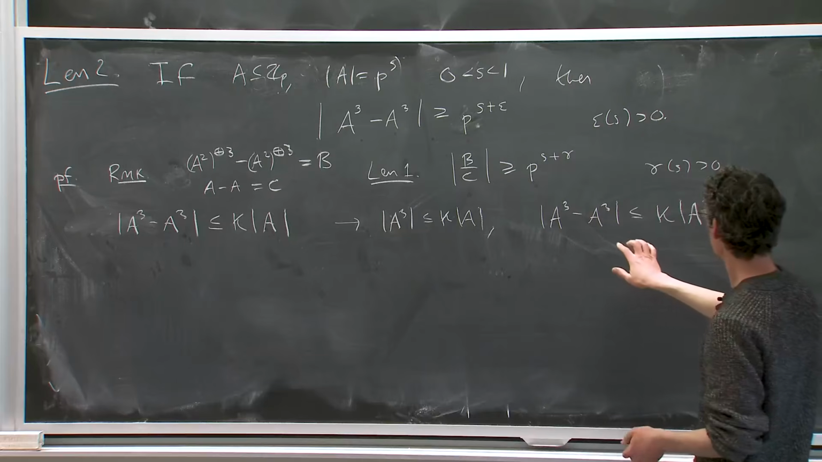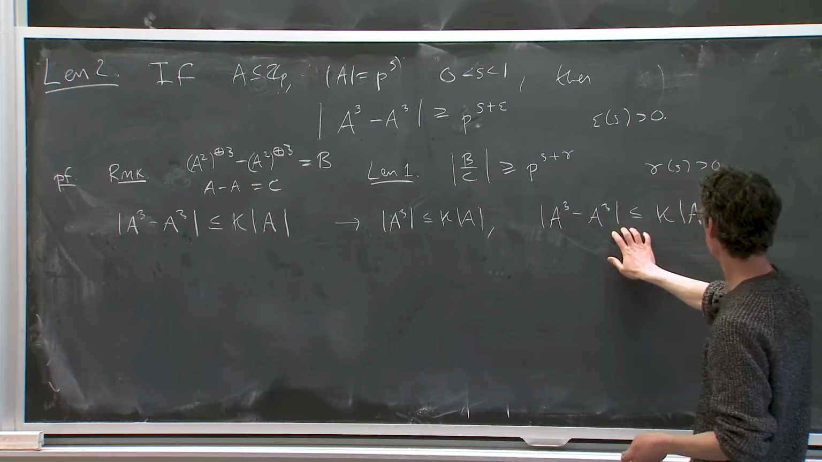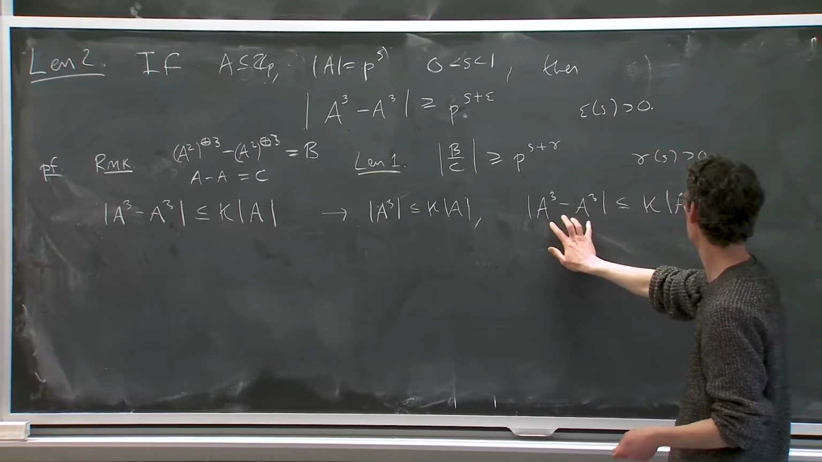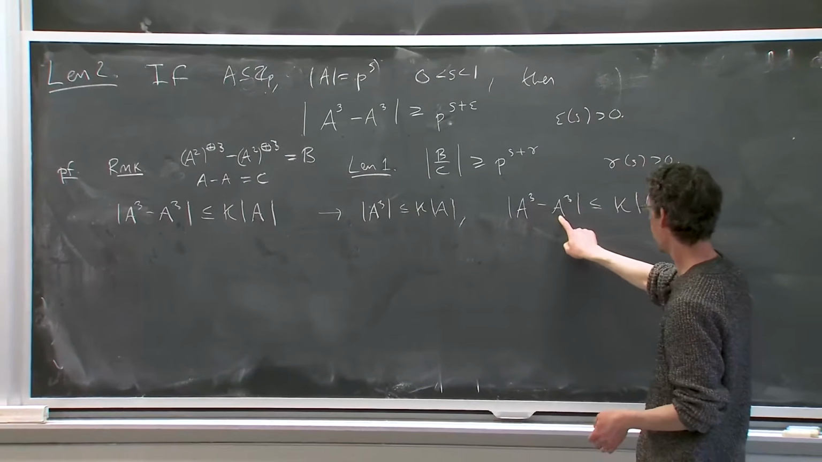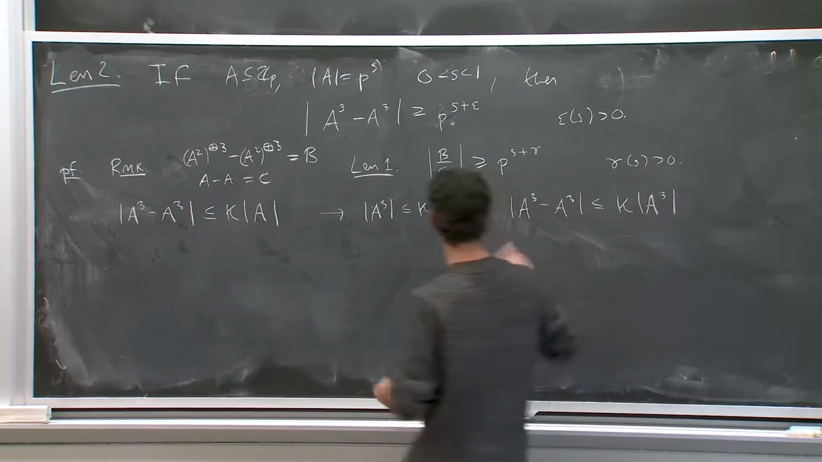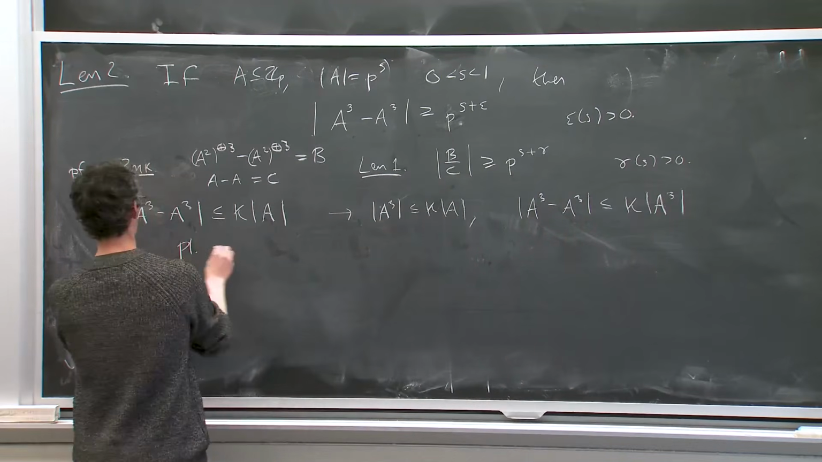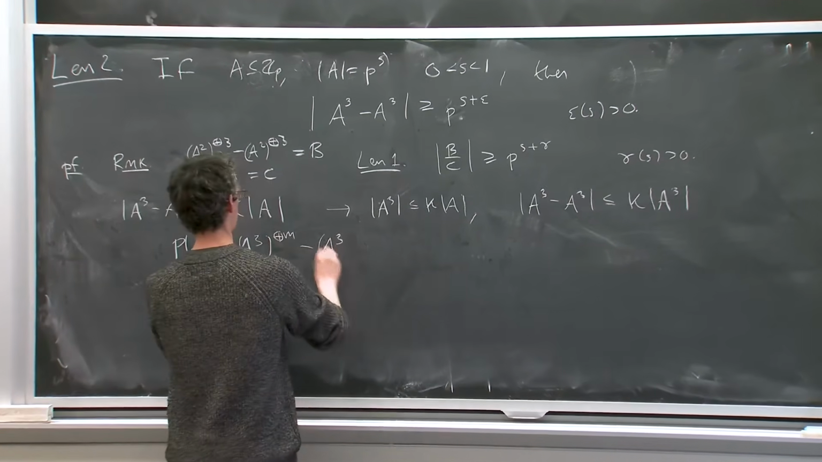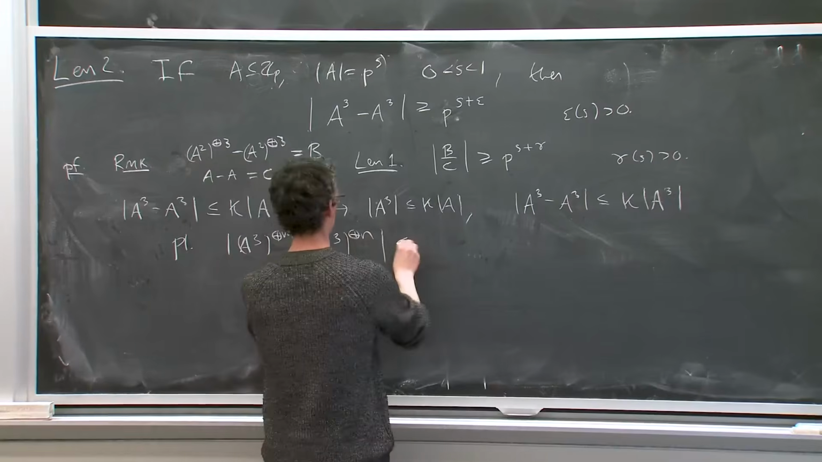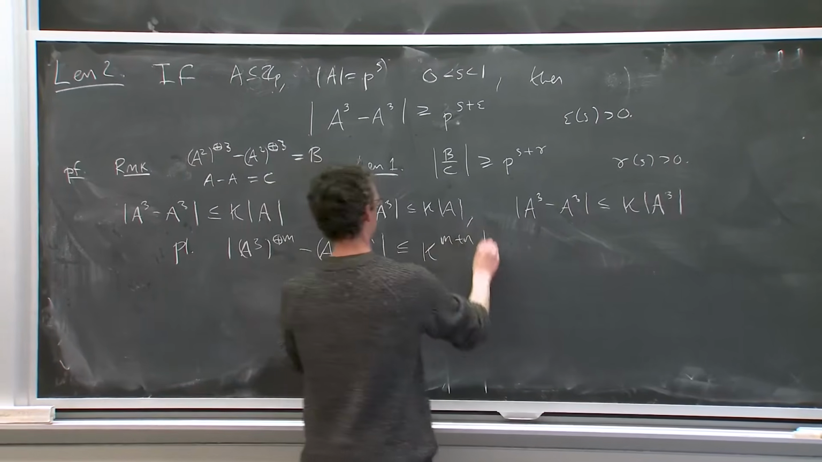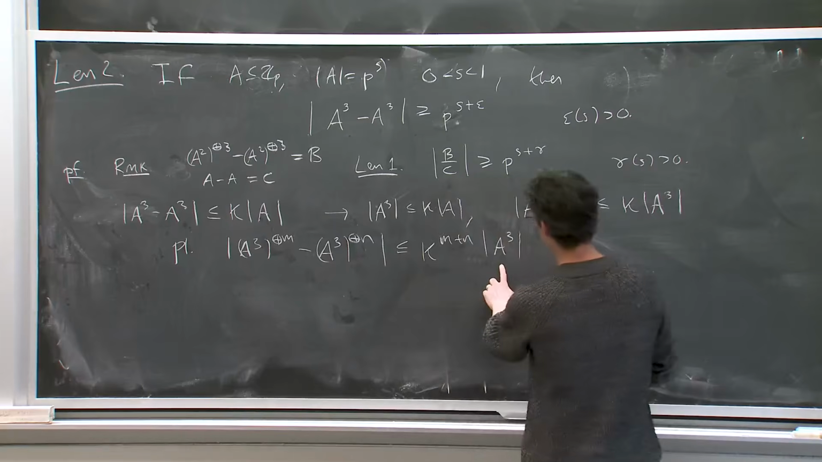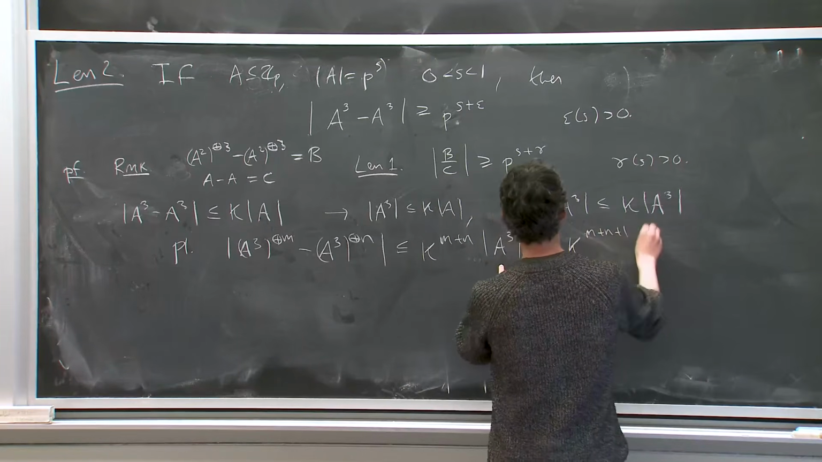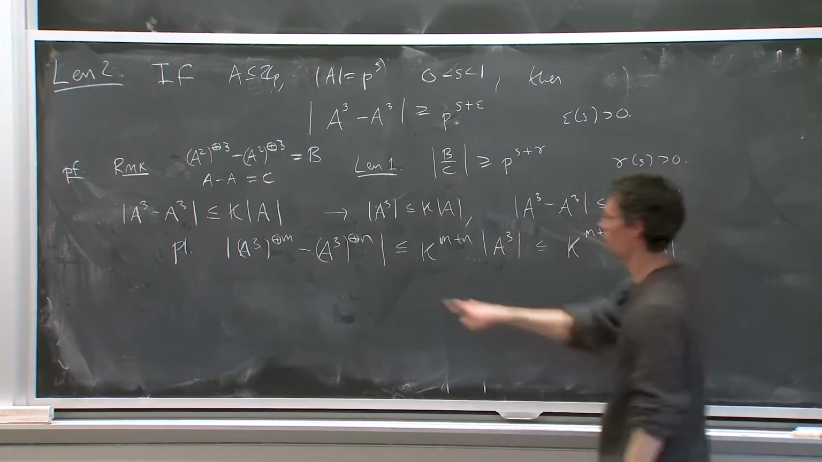OK. So I can now plug this one into Plünnecke's inequality. Once this one difference is small, then I can add up many copies of A^3, and that would also be small. So Plünnecke's inequality says that I can take A^3 to one big power minus A^3 to some other big power, and that will be bounded by K^(m+n) times |A^3|. But |A^3| by hypothesis is basically |A|, so this is K^(m+n+1). OK. So all of these guys are small.